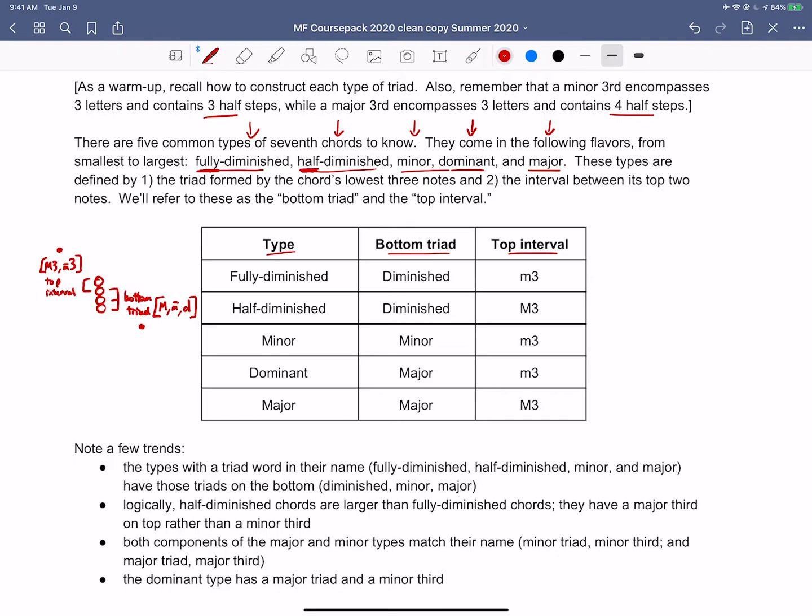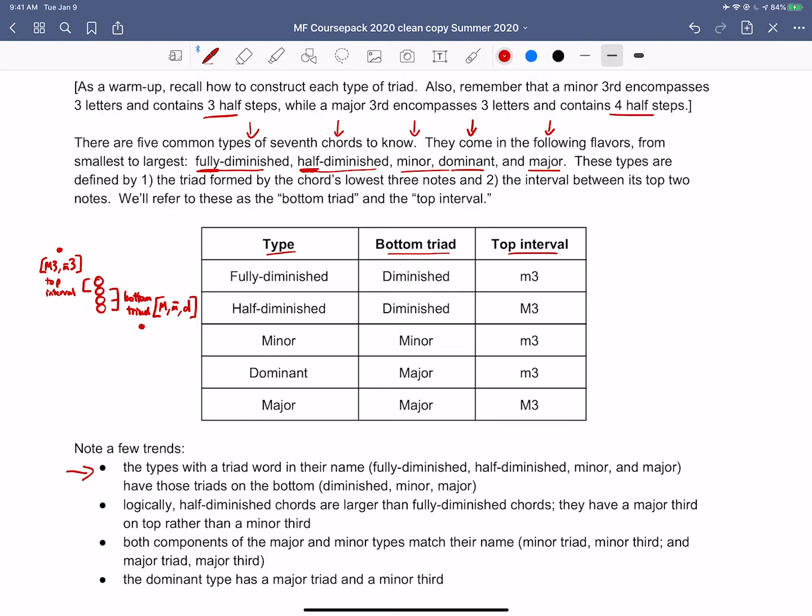So you need to memorize this chart, and I'm going to give you a bunch of tips for doing so. It's actually not that complicated once you know a few of the quirks here. So I'm going to go through these bullet points here because they're quite useful. All of the types of seventh chords with a triad word in their name, like fully diminished, half diminished, minor, and major, those are all triad words, right? They have those triads on the bottom.